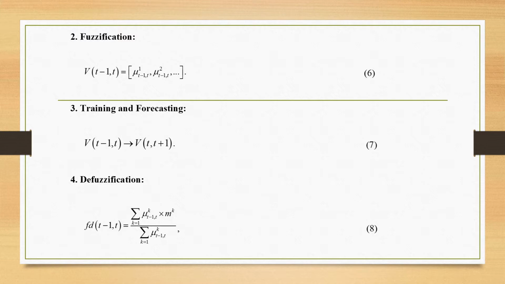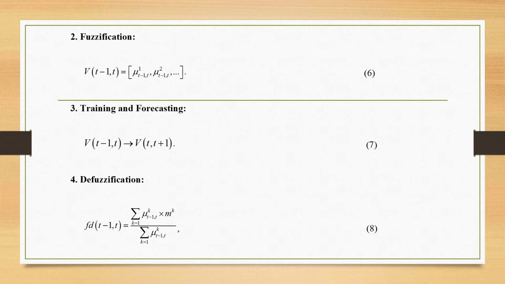With vt-1t, it can proceed to forecast vt t plus 1 by means of the trained neural network. If the in-sample observations are used, the results are referred to as those of the in-sample estimation. If out-of-sample observations are used, the results are referred to as those of out-of-sample forecasting.